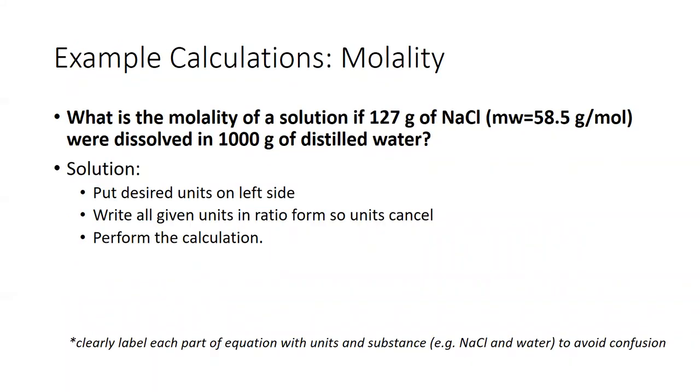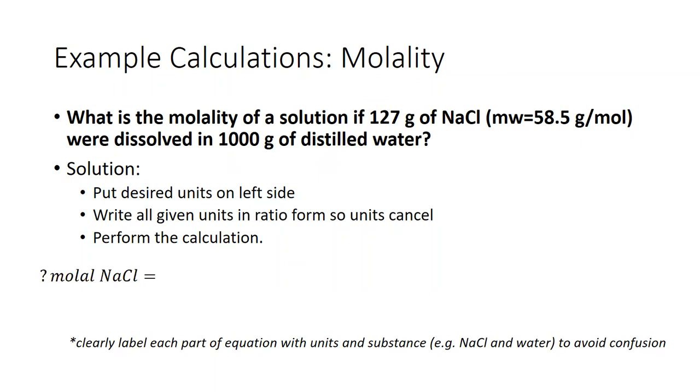So when we calculate molality, our example is, what is the molality of a solution if 127 grams of sodium chloride, which has a molecular weight of 58.5 grams per mole, were dissolved in 1,000 grams of distilled water? So this is our weighed out solvent, which is 1,000 grams or 1 kilogram. And we're adding 127 grams of sodium chloride. So what do we want? We want molality, which is moles per kilogram.